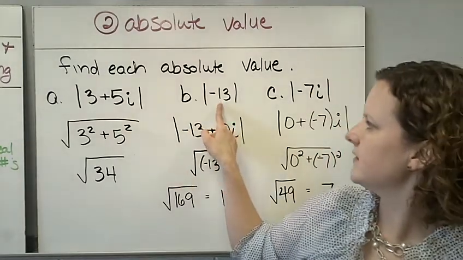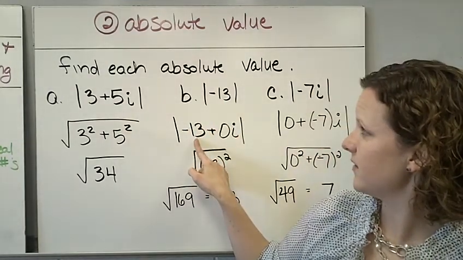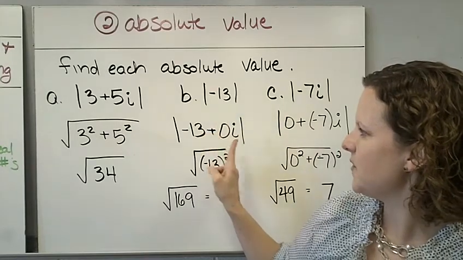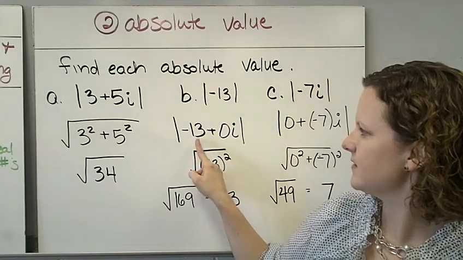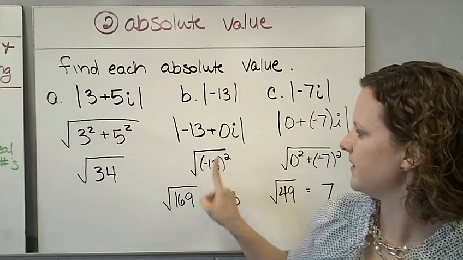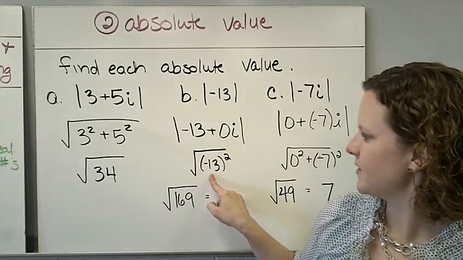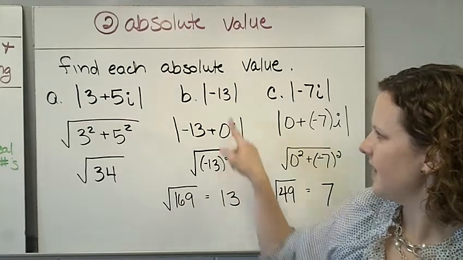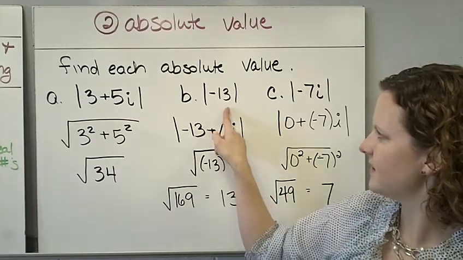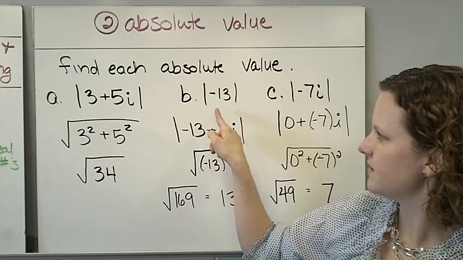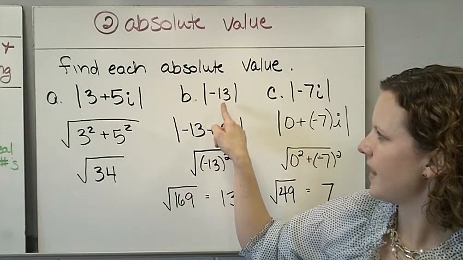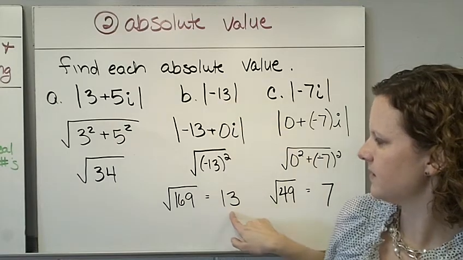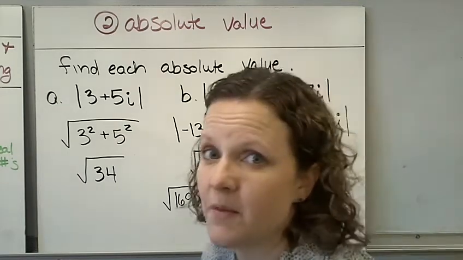Square root of 13. Okay? The absolute value of -13. If we wrote it in complex parts, our real part, our imaginary part. Okay, -13 squared is 169. Take the square root, 13. That makes sense because that's just a real number. The absolute value of -13 is the distance from 0, which is 13. Let's try one more.